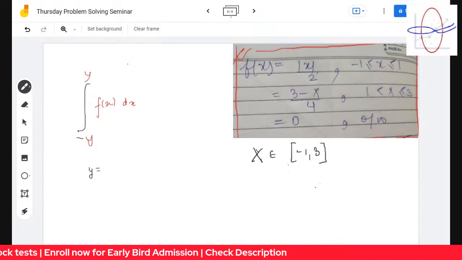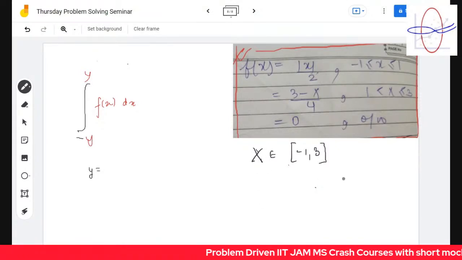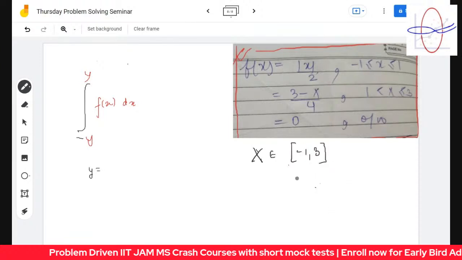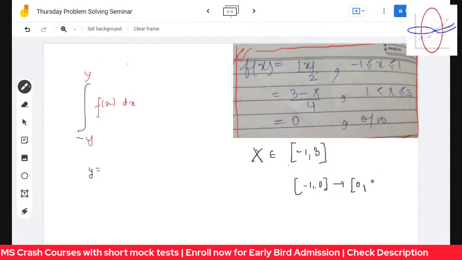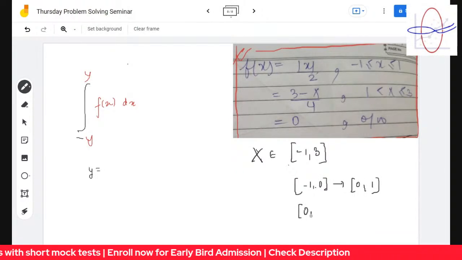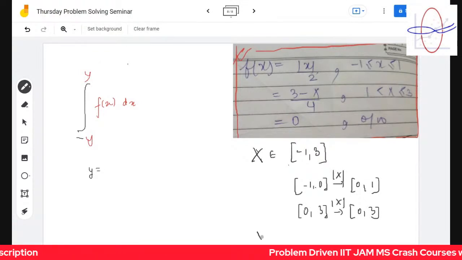x is taking values between minus 1 and 3. So you are doing mod of x. So mod of x means what? Everything is becoming positive. So minus 1 to 0 will become 0 to 1. So the minus 1 to 0 region will go to the 0 to 1 region, and the 0 to 3 region will go to the 0 to 3 region under mod x, right? So y is equal to mod x will go to the 0 to 3 region, their union. Did you understand?